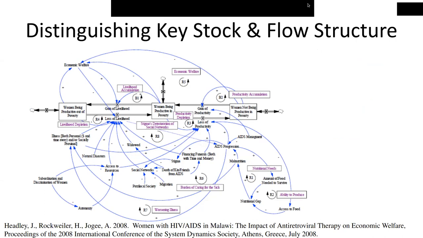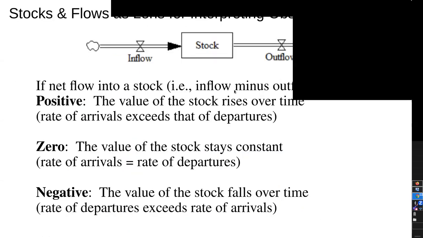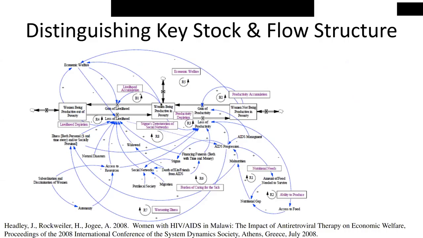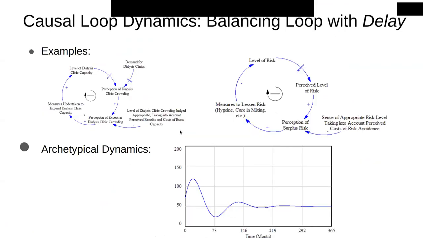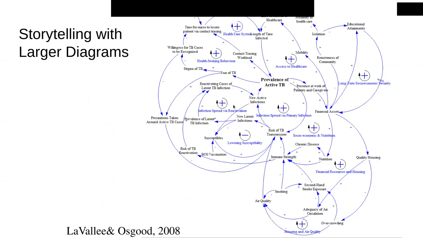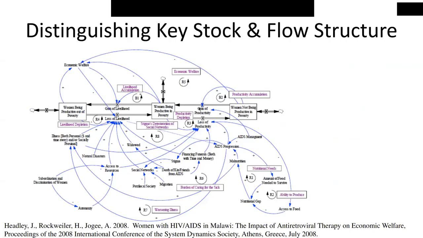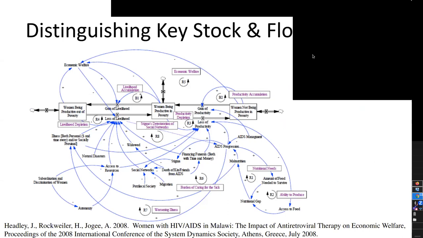Tell me, pray tell, what benefit would it have to go from a diagram that's purely based on causal loops like this to something that incorporates explicitly stocks and flows? What additional benefit to our reasoning might having stocks and flows add? What might it hint to us if we have stocks and flows?